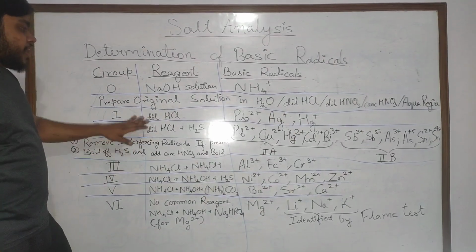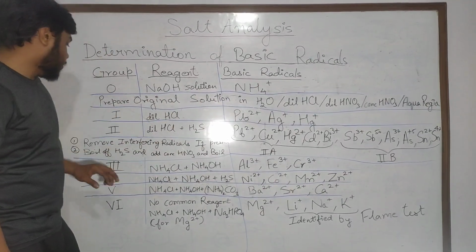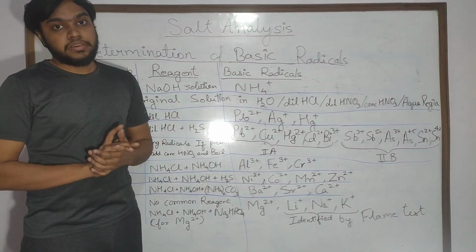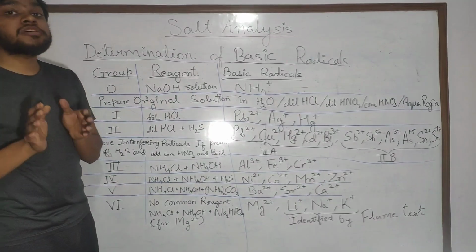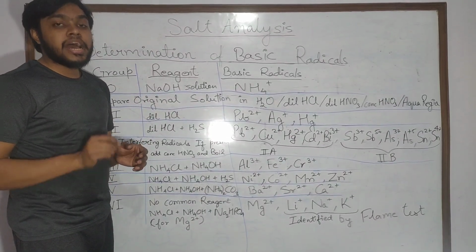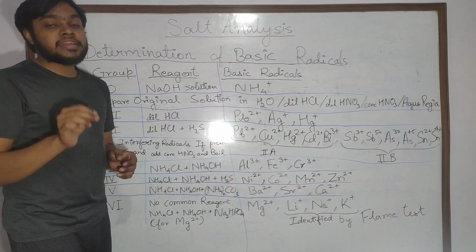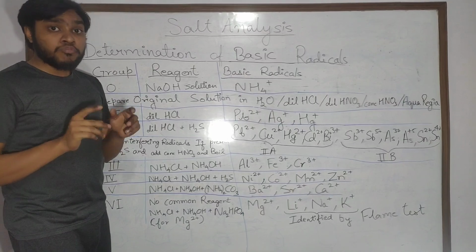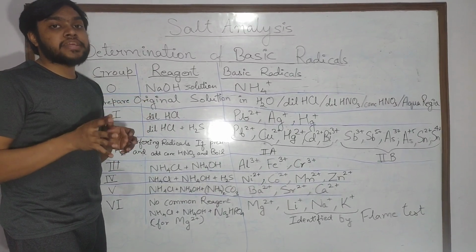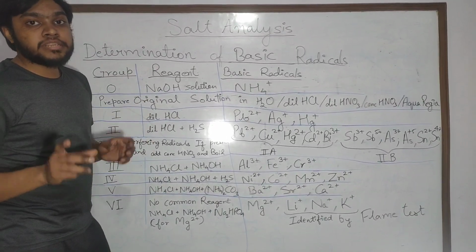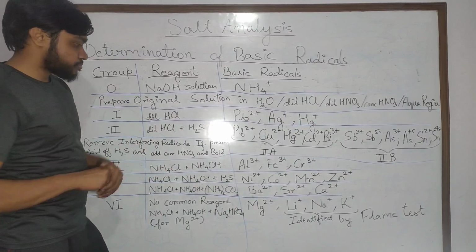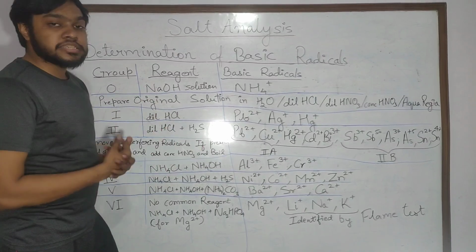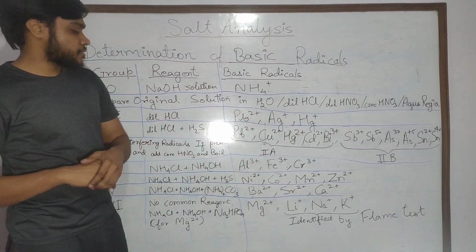Now, after we have done the analysis of group 1 and group 2, then we have to remove the interfering radicals if they are present. If you have not seen my video on acidic radicals, I have told that first we do the analysis of acidic radicals, then only we move to the basic radicals. Why? Because we have to identify whether the interfering radicals are present or not. If they are present, then we have to remove them after group 2. Otherwise, they will create a problem in our analysis of further basic radicals.